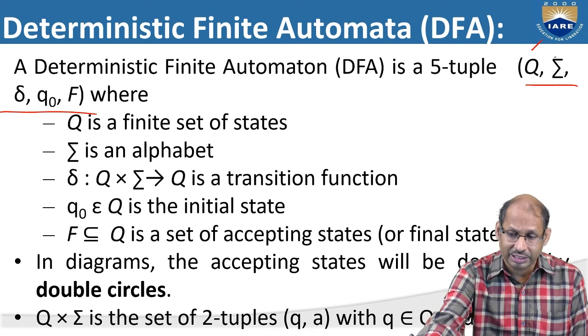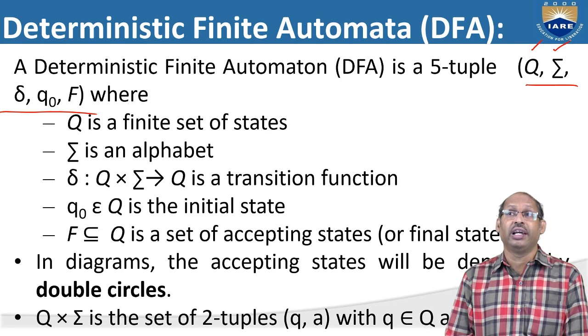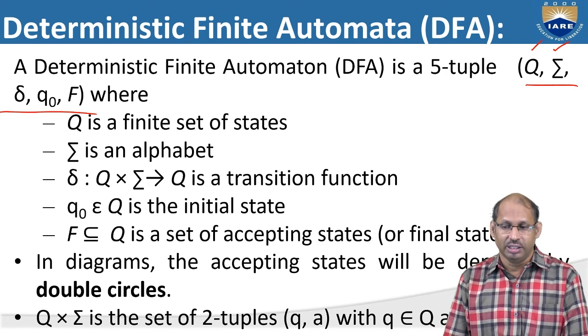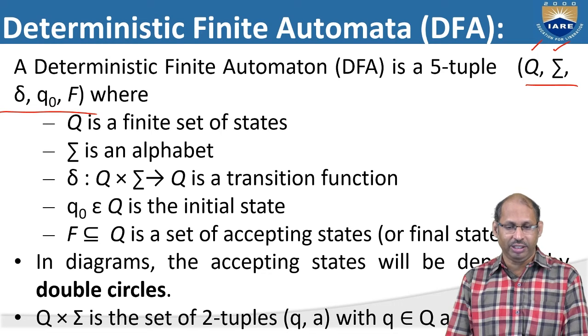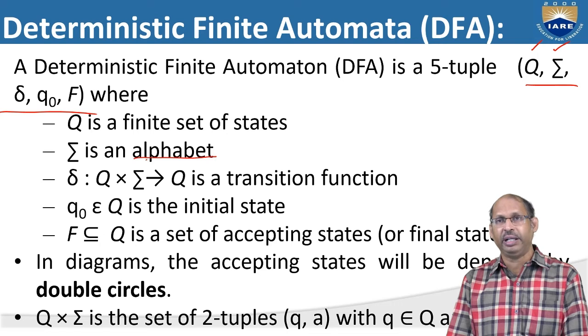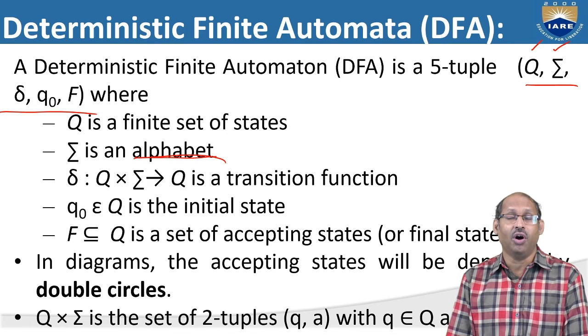Then sigma is the input alphabet. All the accepted input symbols are represented with this. This is the input alphabet, which consists of all acceptable symbols for the finite automaton.